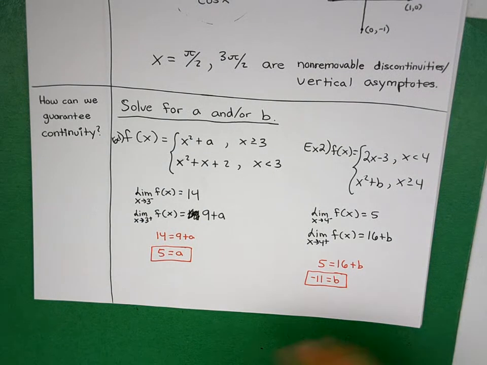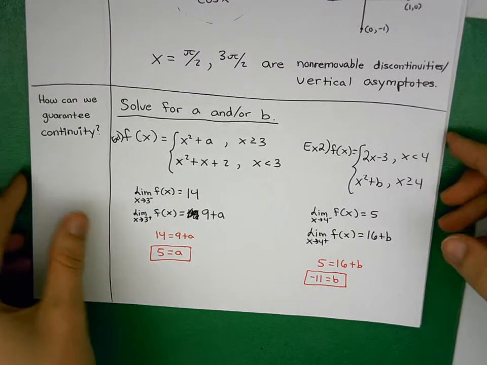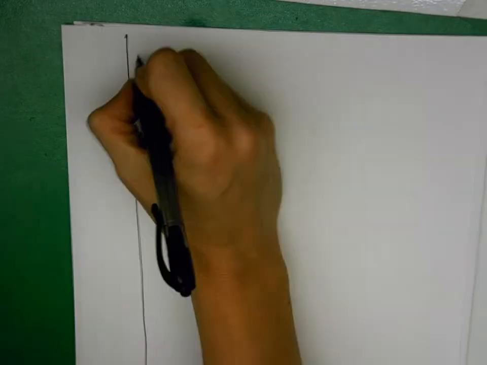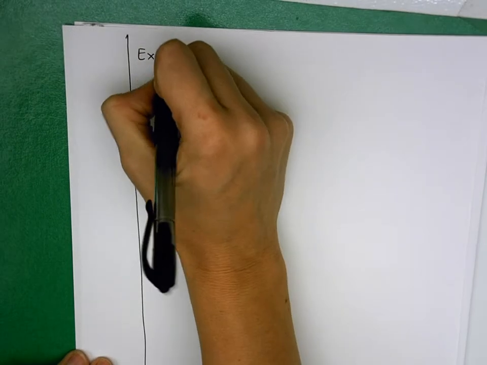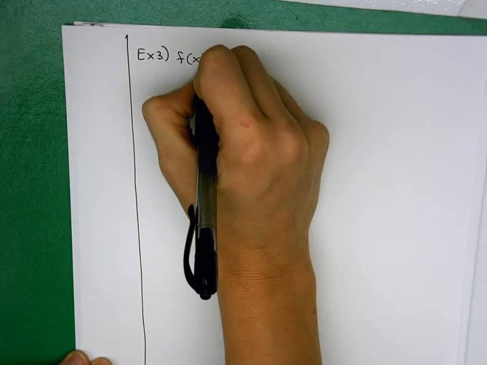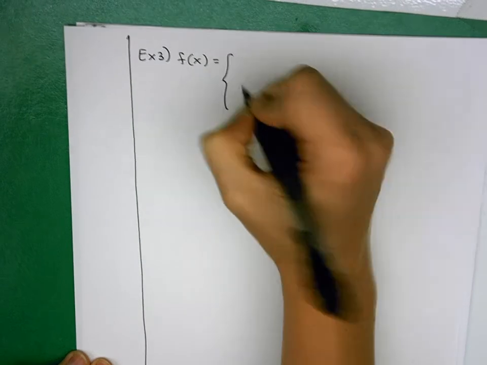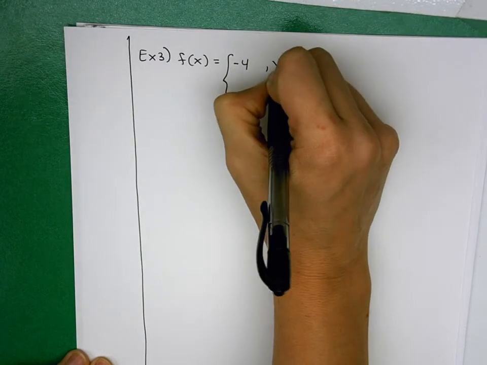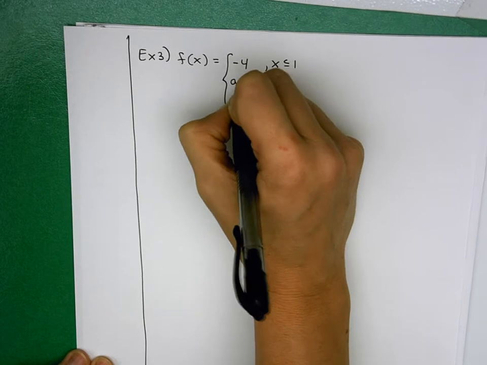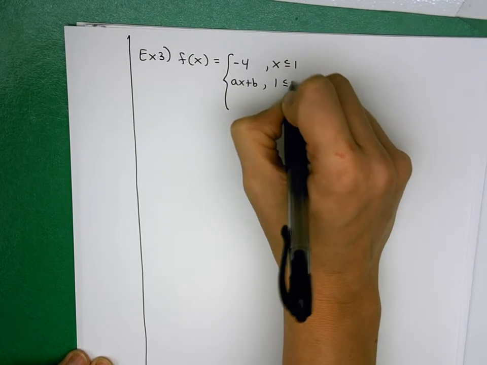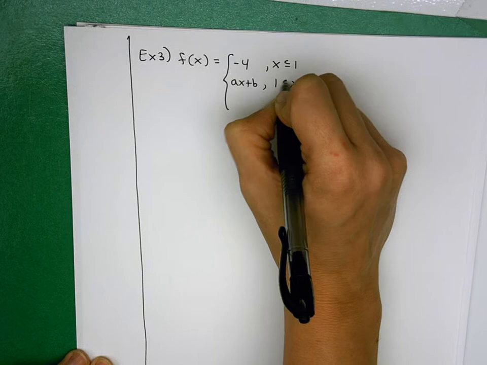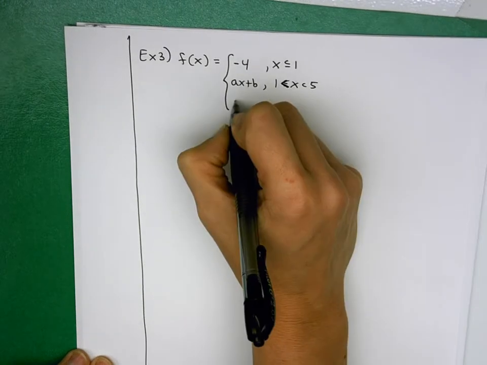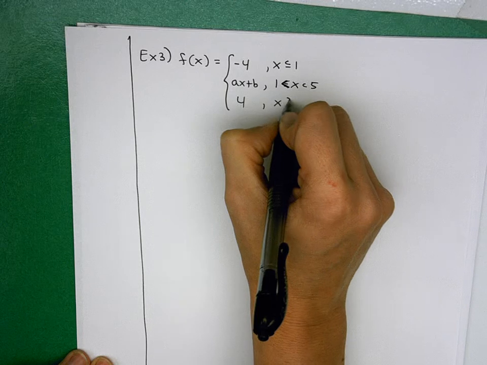Like I mentioned at the beginning, this is, I would call it, the more basic level of this type of problem. We do want to move into a slightly more complicated version as far as where we are in Unit 1. So example 3 is going to be this piecewise function. F of x equals negative 4 when x is less than or equal to 1, ax plus b when x is between 1 and 5, and 4 when x is greater than or equal to 5.